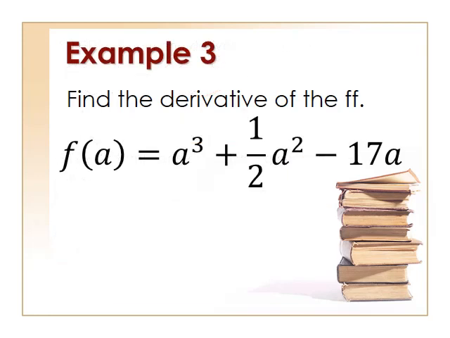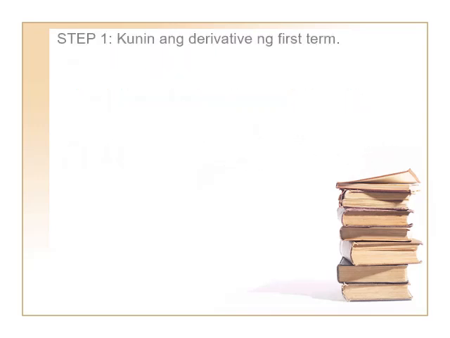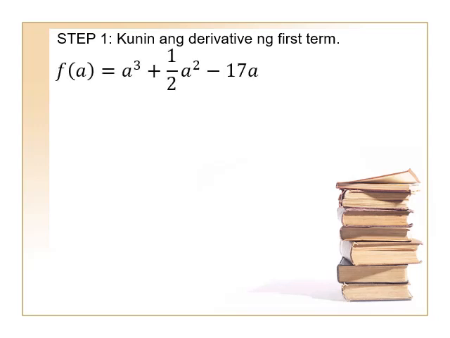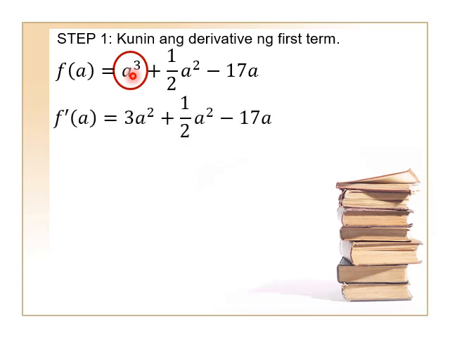Okay, another example. So, find the derivative of the following. So, you have a cubed plus 1 half a squared minus 17a. So, step 1, kunin ang derivative ng first term. So, first term natin is a cube. So, again, ibababa natin yung 3. Ayan, kaya dito naging 3. And then, 3 minus 1 equals 2. Kaya naging 3a squared.